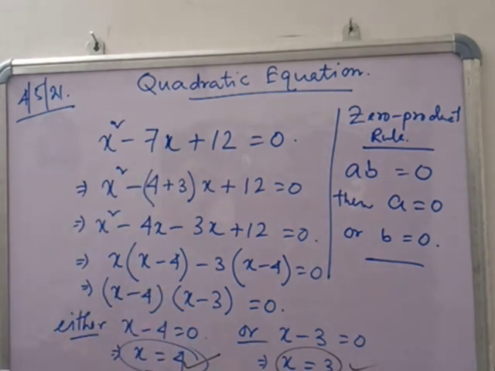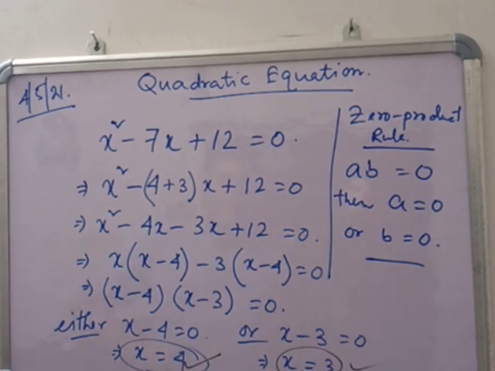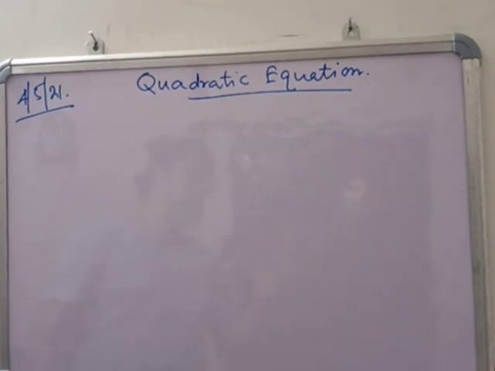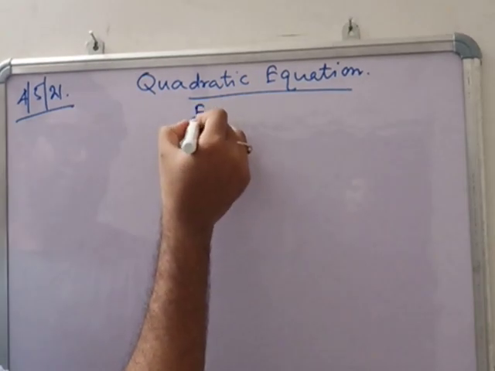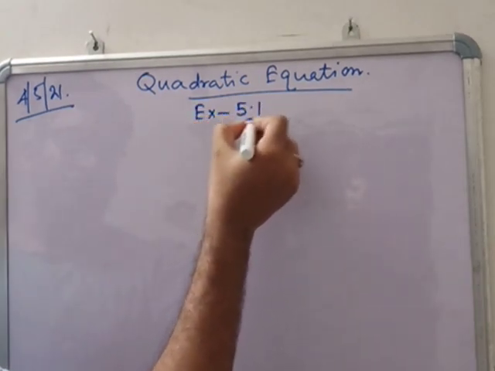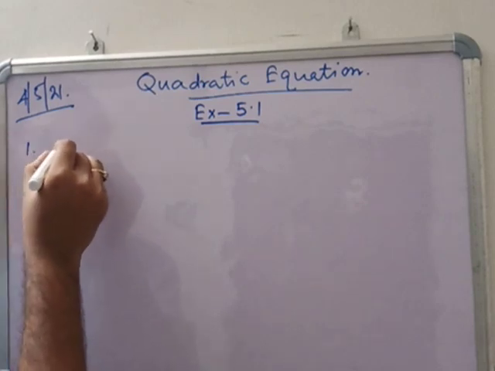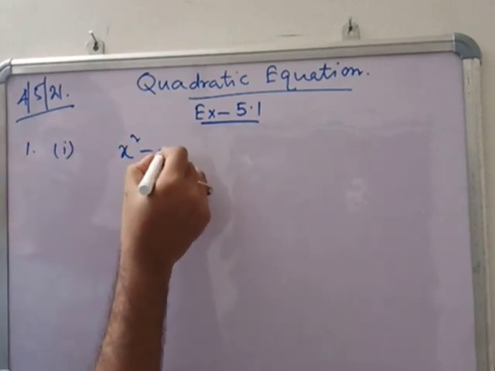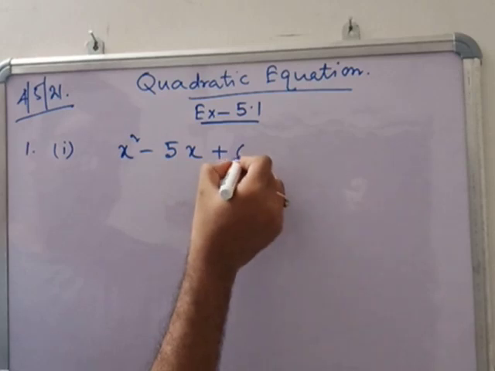Now we are going to the exercise. In the first exercise, the simple problems are there. You have to check whether something is a root or not, or find one root given another root, like that. So it is a very simple exercise we are discussing today. Now see that, in exercise 5.1, question 1: x square minus 5x plus 6 equals to 0.